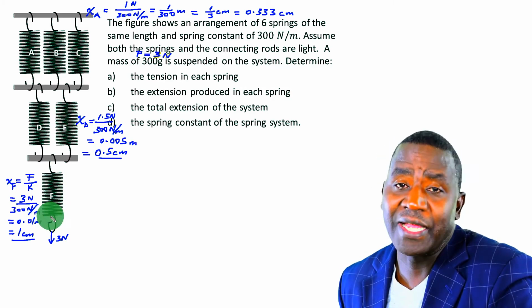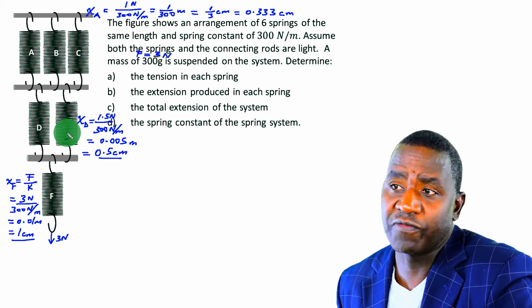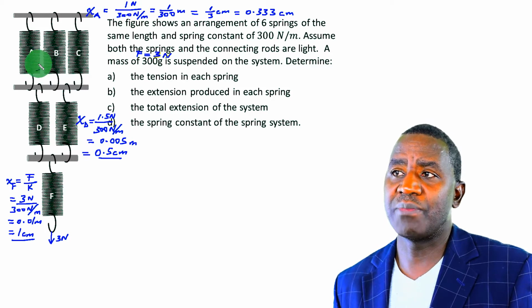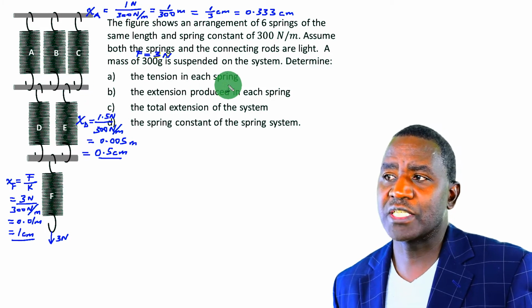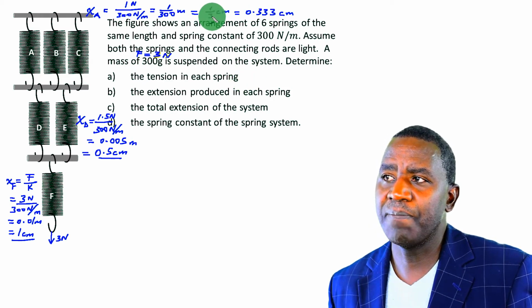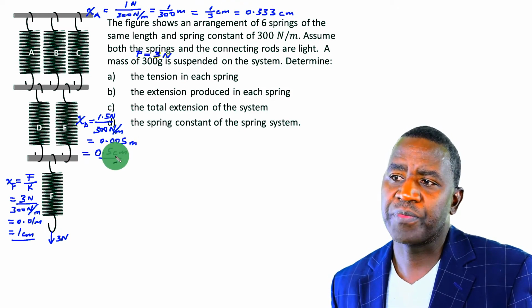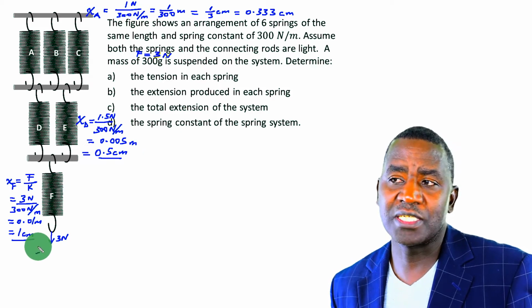It is supporting the largest force, while this one is supporting, each one of them is supporting 1.5. Over here, each one of them is supporting 1 Newton, 1 Newton, 1 Newton. So the extension in each spring is known. Over here, it's 1/3 of a centimeter, or 0.333. Over here, it is 0.5, and over here, it's 1 centimeter.